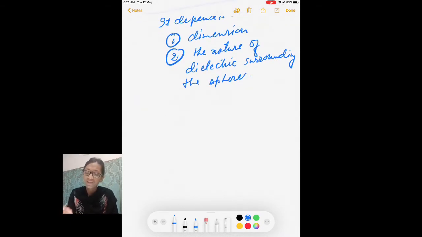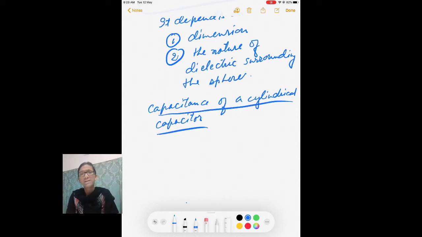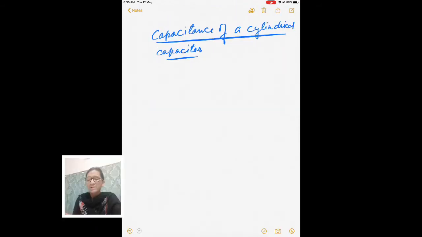Now, in the same way we can find capacitance of a cylindrical capacitor. Okay. So you can see that the name of capacitor is as per their shape. So next, capacitance of a cylindrical capacitor. So let me draw first of all a cylindrical capacitor.